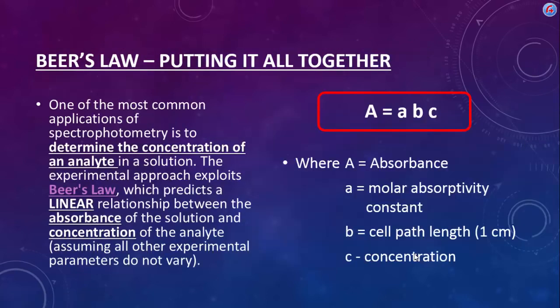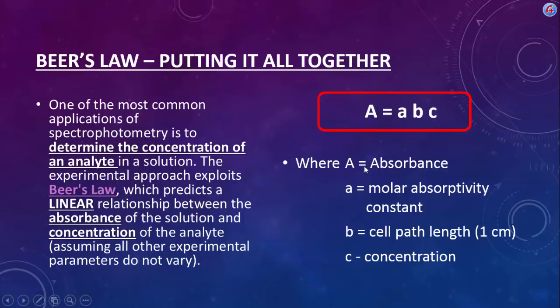This actually goes into an equation now. It's called Beer's Law, and it's one of the most common applications of spectrophotometry that's used in biology, physics, chemistry, geology, microbiology, etc. We use it to determine the concentration of an analyte solution. In Beer's Law, we use the linear relationship between absorbance and concentration, like we showed earlier. The equation for it is A equals abc. I like to say this equation is as easy as ABC.